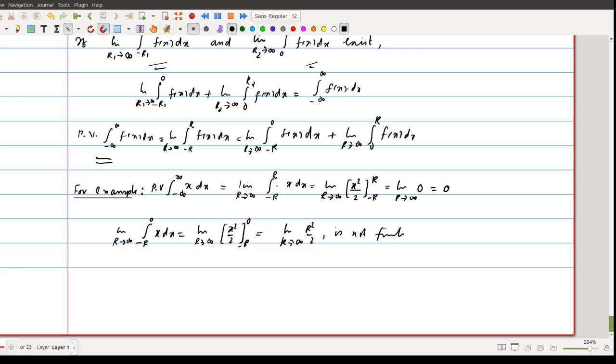So whenever the two limits are finite, you can easily conclude the principal value exists, but the existence of the principal value is not sufficient to get convergence. So this is the interesting relation between the principal value and the convergence of improper integrals.